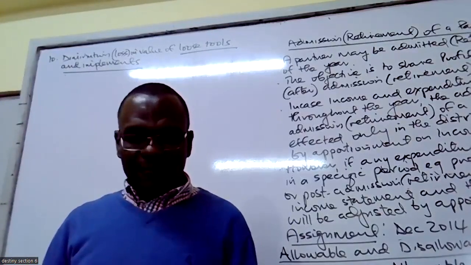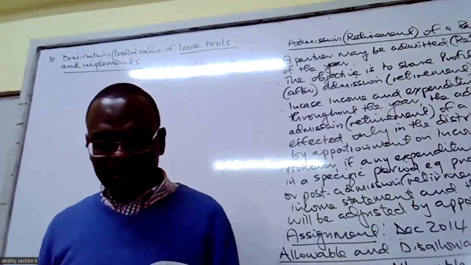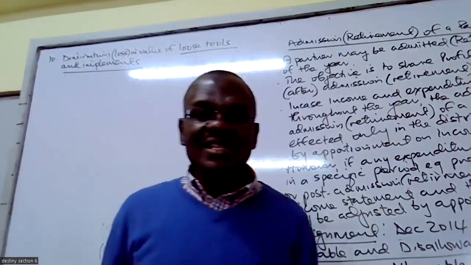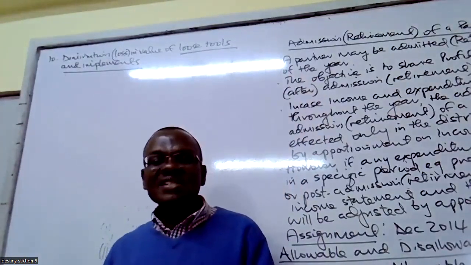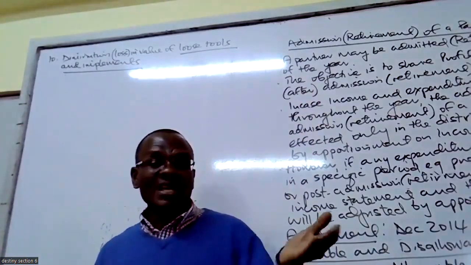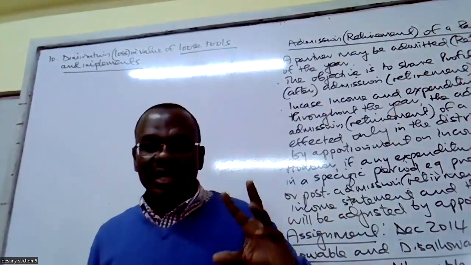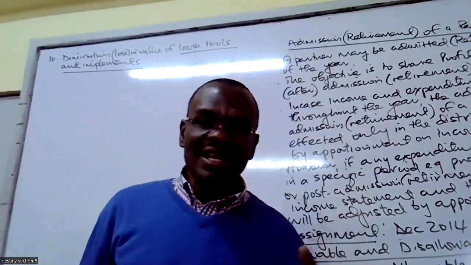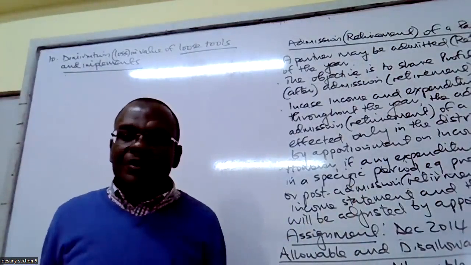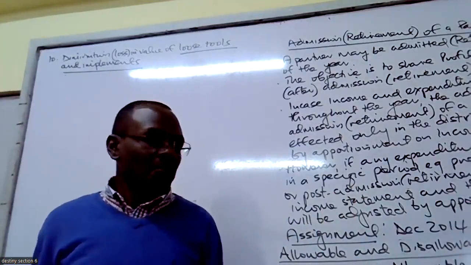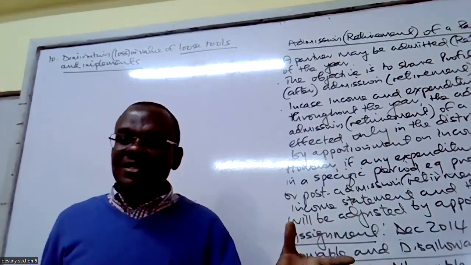Then number 12, the expenditure incurred for scientific research, whether it is capital or revenue in nature. So businesses may have research costs. They may incur costs, probably to carry out research and have better products. I know Safaricom does that. So that's how they are able to be innovative and create new products.